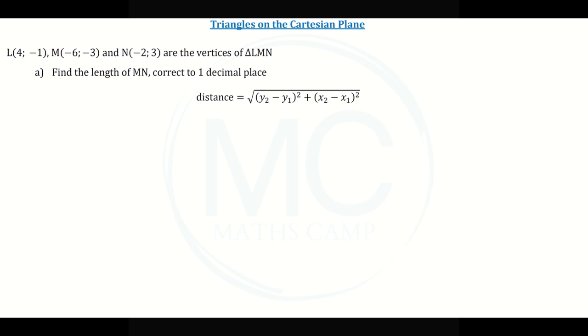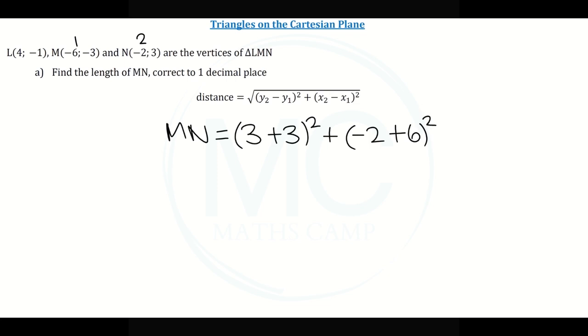Let's say that M is our first point and N is our second. So we can say the distance of MN is equal to the square root of (3 minus negative 3) squared, plus (negative 2 minus negative 6) squared.